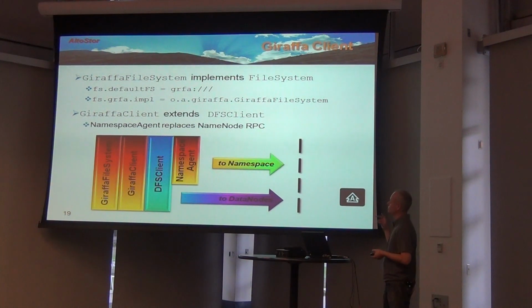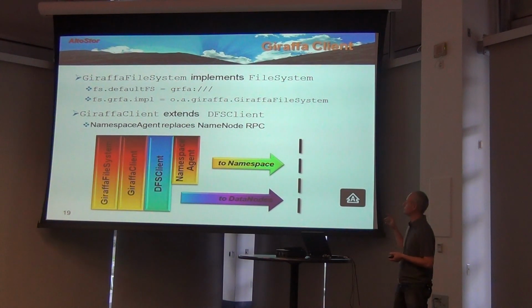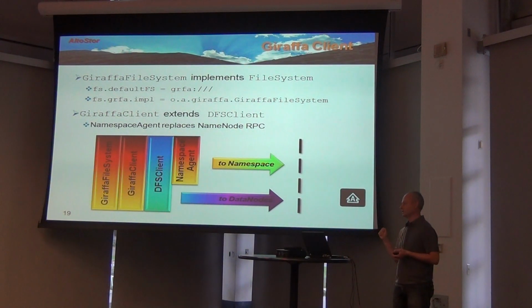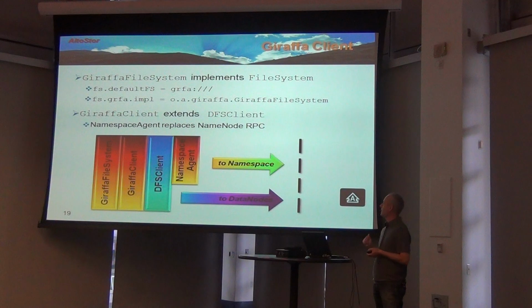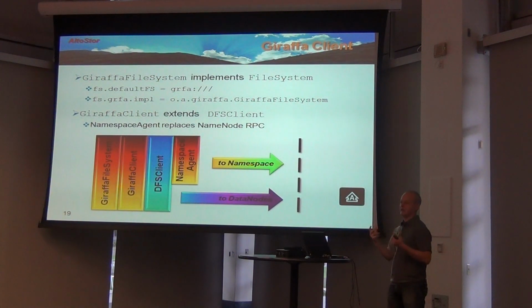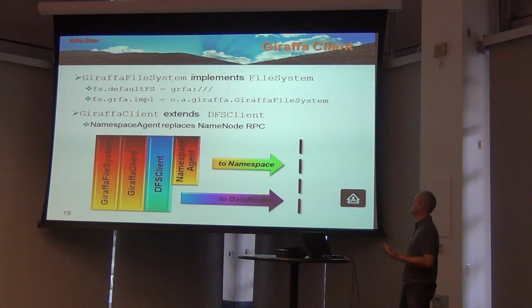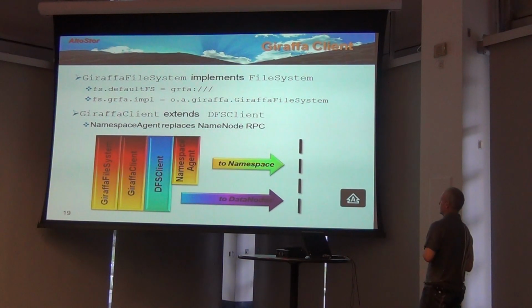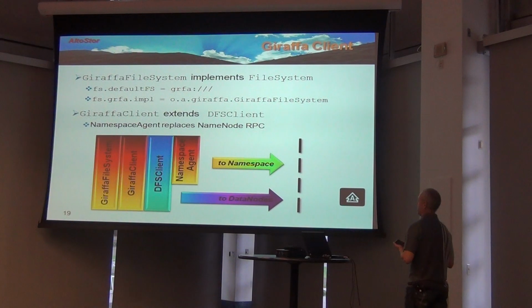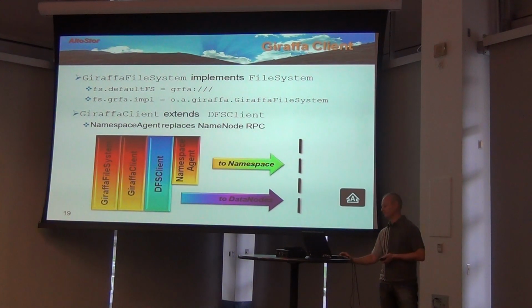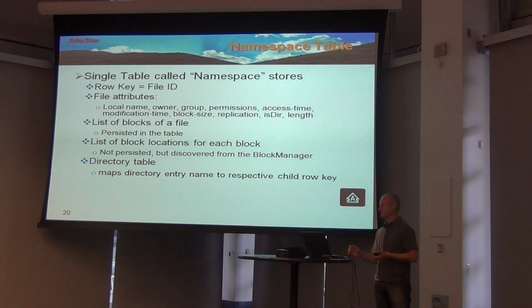In this module, the Giraffa client replaces the RPC connector to the name node with the namespace agent. And the namespace agent addresses HBase as if it's the name node. So the GFS client doesn't need to be changed and receives exactly the same data as it would receive from the name node. And it can use that data to connect to the data node. That code path is completely unchanged.